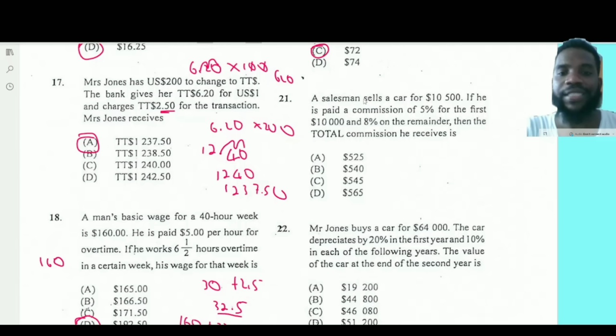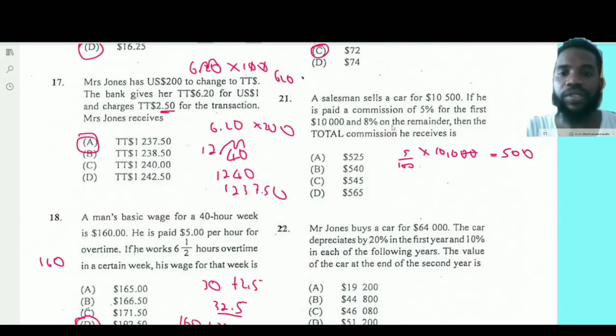Question 21. A salesman sells a car for $10,500. If he is paid a commission of 5% for the first $10,000 and 8% on the remainder, then the total commission he receives is. So he's paid 5% for the first $10,000. So 5 over 100 times 10,000. Work the zeros. So we take out 2 zeros. So that's equal to 500.